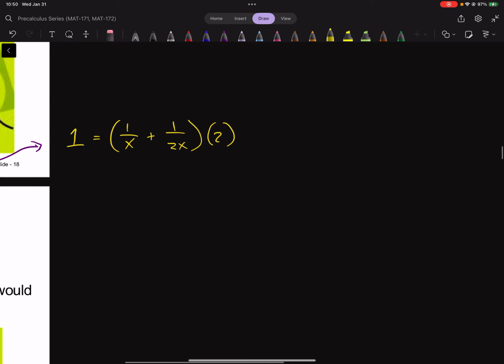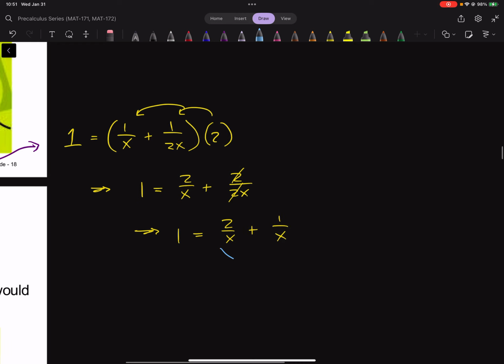Now, let's solve this. I would multiply the 2 through both of these terms. So I have 1 is equal to 2 over x plus 2 over 2x. Now, in the second term, the 2's cancel. So I'd be left with 1 equals 2 over x plus 1 over x. Do they have the same denominators? Yeah, they do. So since they have the same denominators, we can add the numerators. 2 plus 1 is 3.